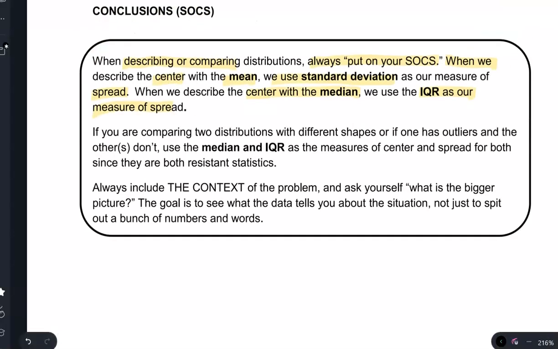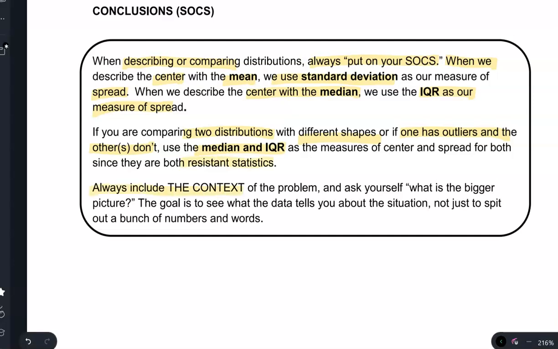Now say you're comparing 2 or more distributions with different shapes, or if one has outliers and the other or others don't. You're just going to refer to your median and IQR if that's the case. If one's symmetric, the other's skewed, use median and IQR. If one has outliers, the other doesn't, use median and IQR, because like we've shown over and over, those are resistant statistics. Those are more reliable with those outliers or with that skew.